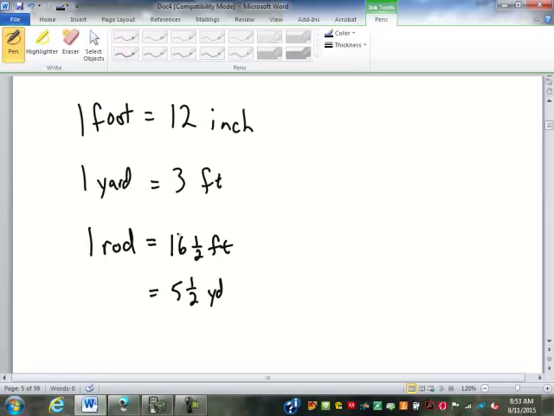But what it really was is they just took a sapling tree, cut the branches off of it, and that's what they used as a rod. So how did it become a unit of measurement?